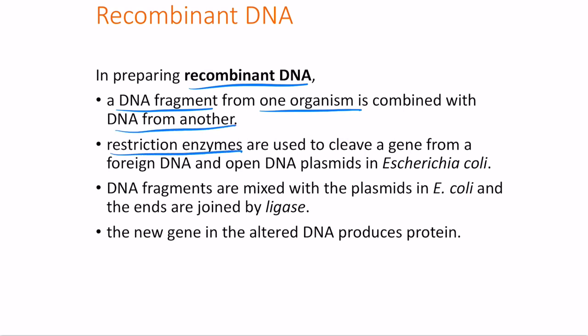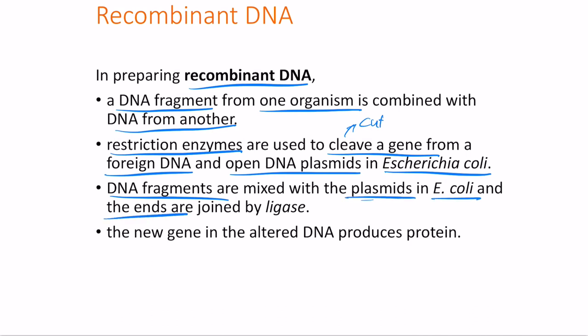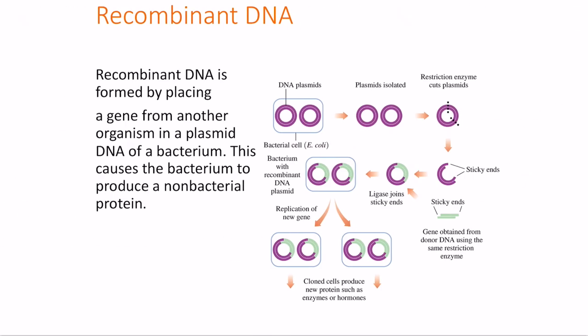We have restriction enzymes that are used to cleave a gene. Cleave here basically means to cut a gene from a foreign DNA and open DNA plasmids in Escherichia coli, or E. coli. The DNA fragments are then mixed with the plasmids in E. coli, and the ends are joined with ligase. The new gene in the altered DNA produces a protein. That protein is what ends up creating the final answer that you need.